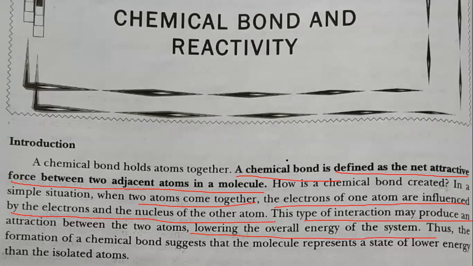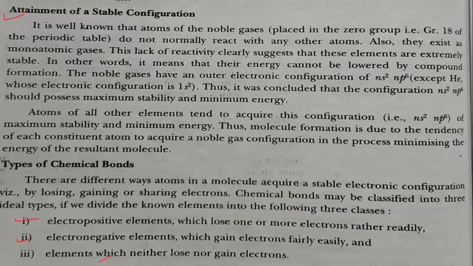Now we are starting here chemical bond and reactivity. What is a chemical bond? Chemical bond is a net attractive force between two adjacent atoms in a molecule. And how is that bond created, how is that attraction created? In a simple situation when two atoms come together, the electron of one atom gets influenced by the electron and nucleus of the other atom. This type of interaction may produce an attraction between two atoms, which results in lowering of overall energy of the system. Thus, there is a formation of bond between two atoms, and that bond is called a chemical bond.